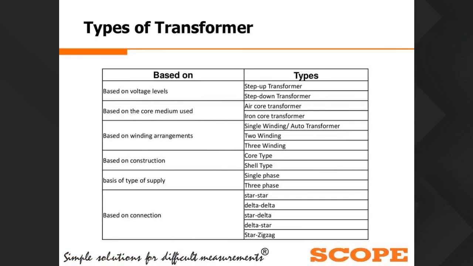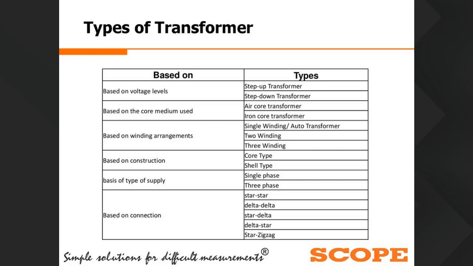And types based on different criteria: based on the voltage level, as everyone is aware, step up and step down; based on the core medium, that is air core and iron core transformers. Almost 100% of power transformers and current transformers are iron core transformers. Based on the winding arrangement, we have auto transformers, that is single winding transformer, two winding transformer, and three winding transformers, or we can say primary, secondary, and tertiary winding.